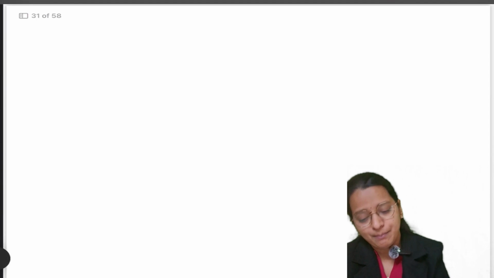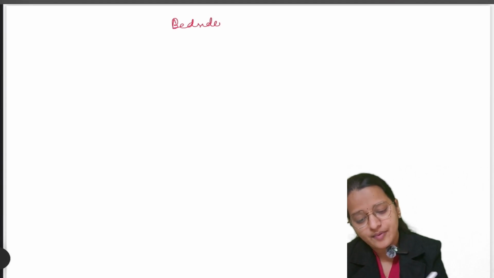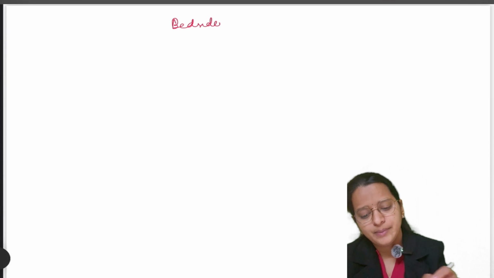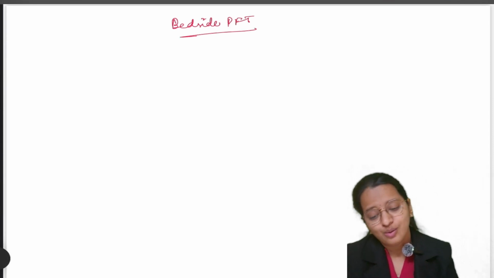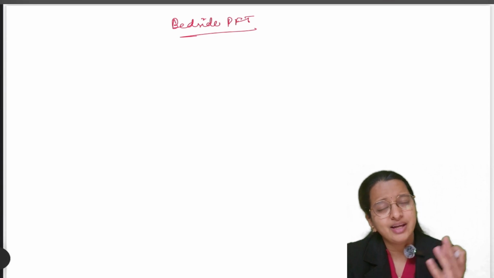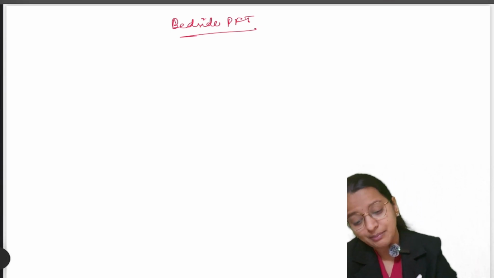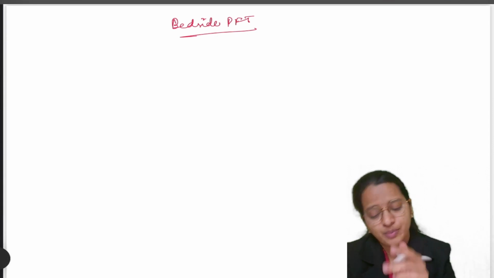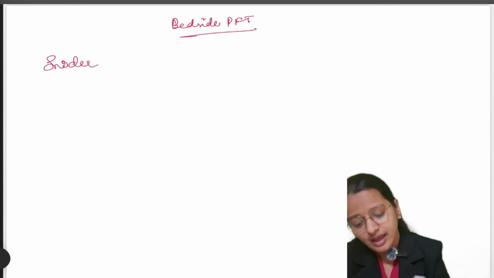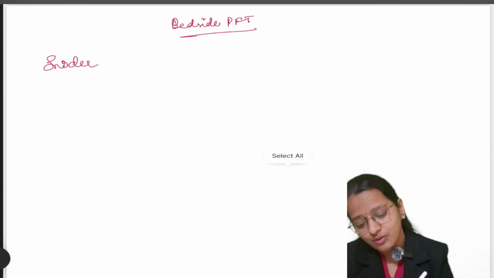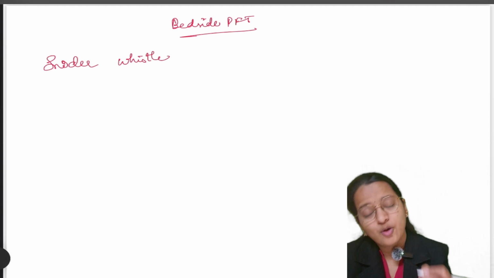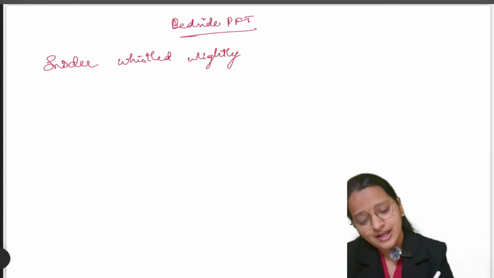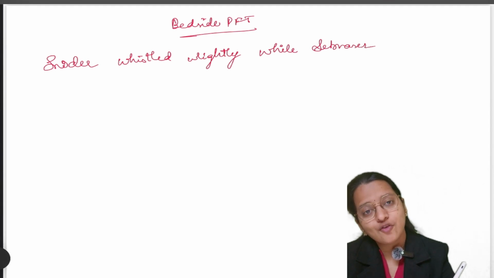Coming to bedside pulmonary function tests. It is a bit difficult to remember the names. So, this is not an actual mnemonic but a silly one. At least through that one, we can remember some of the names. Please remember there are 2 persons, Snyder and Sabresis. The mnemonic is: Snyder whistled rightly, because he whistled well, while Sabresis, the other person, is coughing forcefully.